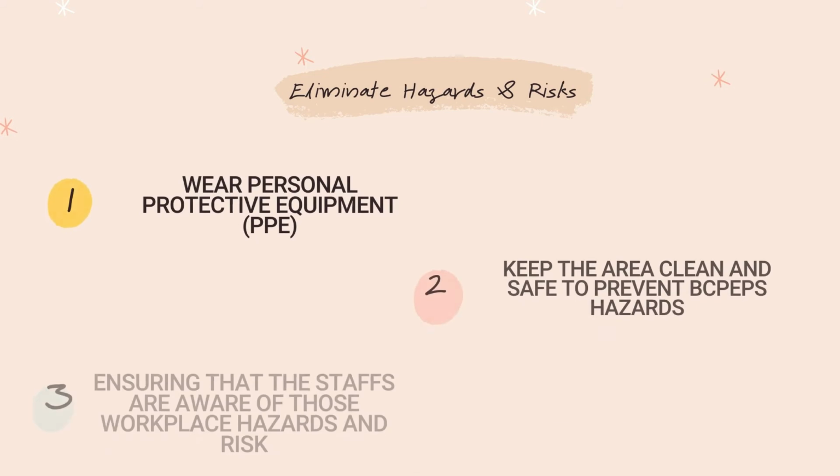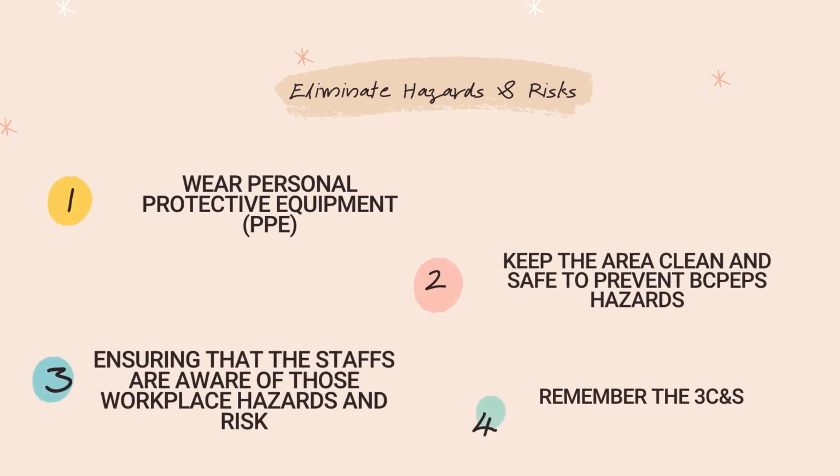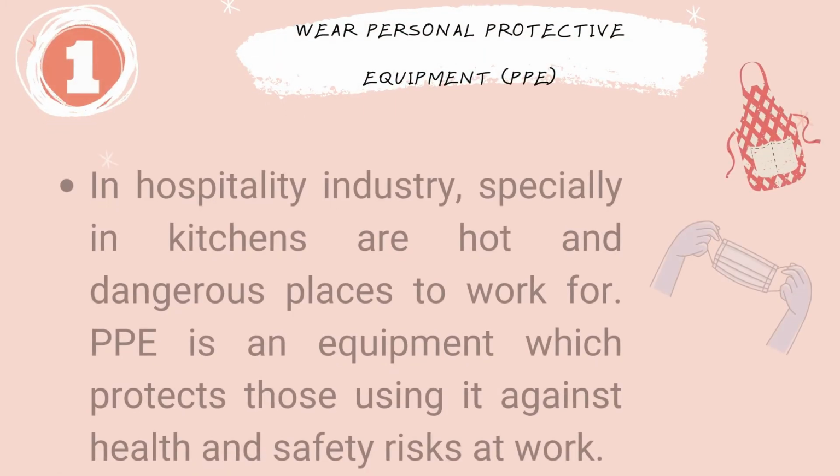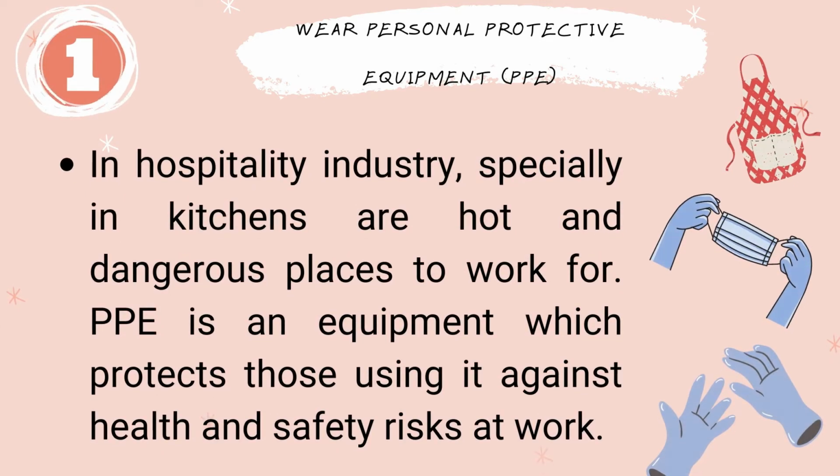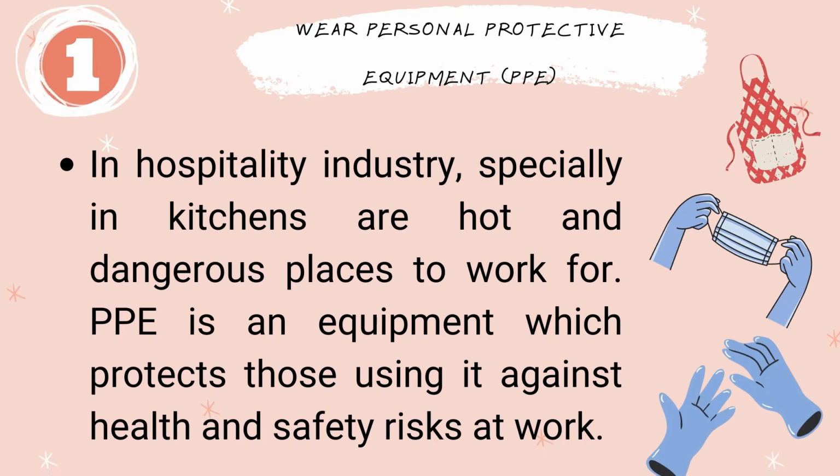Here are my ideas on how to eliminate hazard and risk in hospitality industry. There are 4 ideas that I came up with. The first one is wear personal protective equipment or PPE. In hospitality industry, especially in the kitchens, are hot and dangerous places to work for. PPE is an equipment which protects those using it against health and safety risks at work.